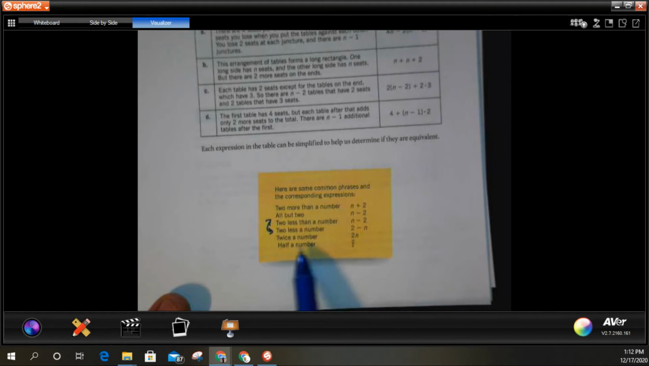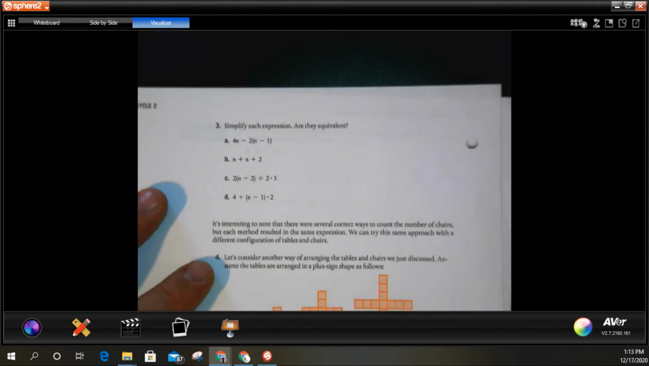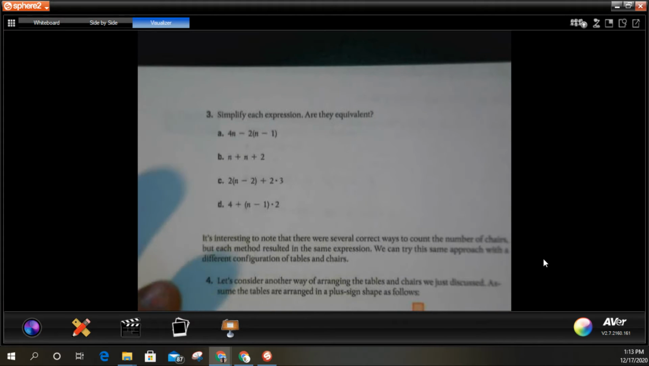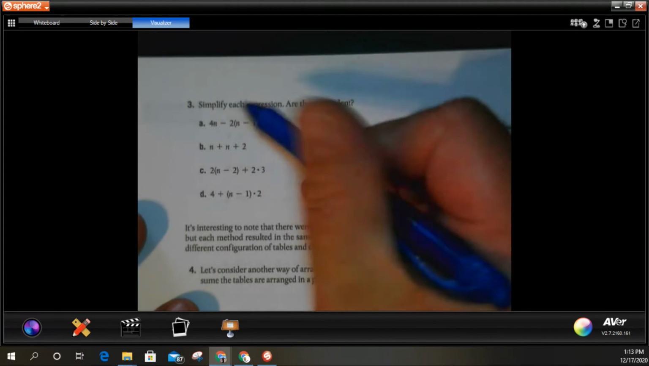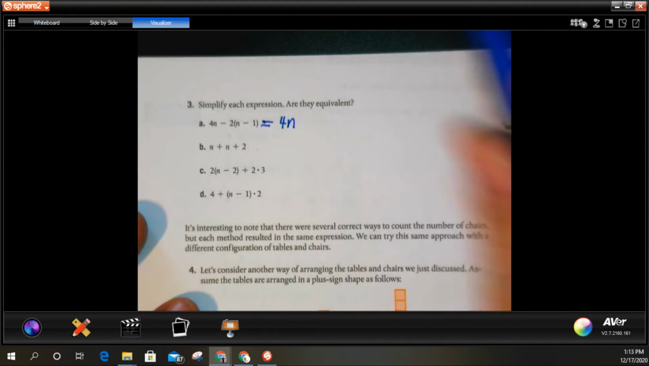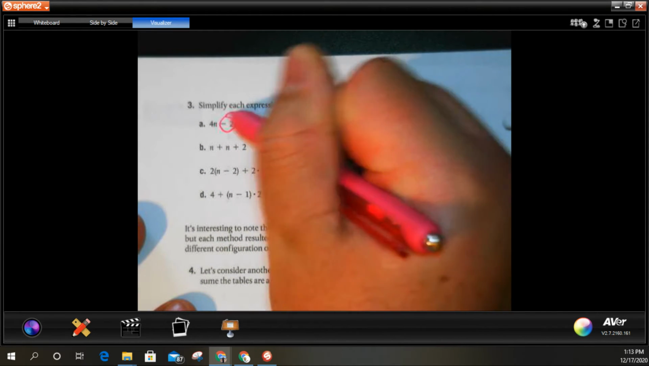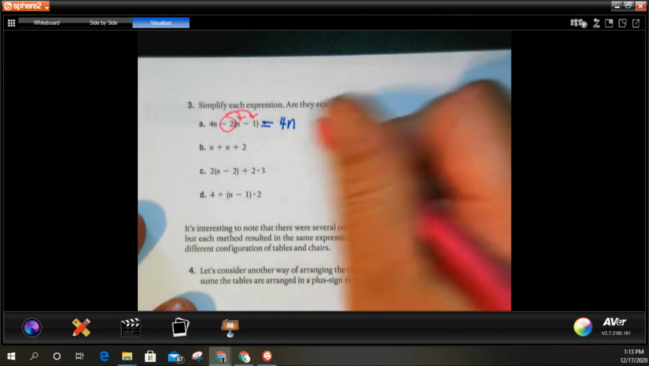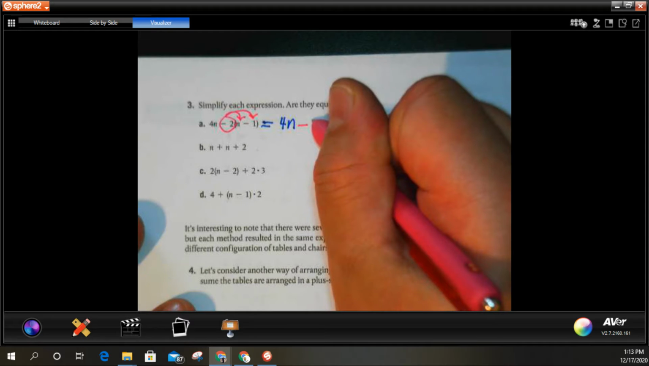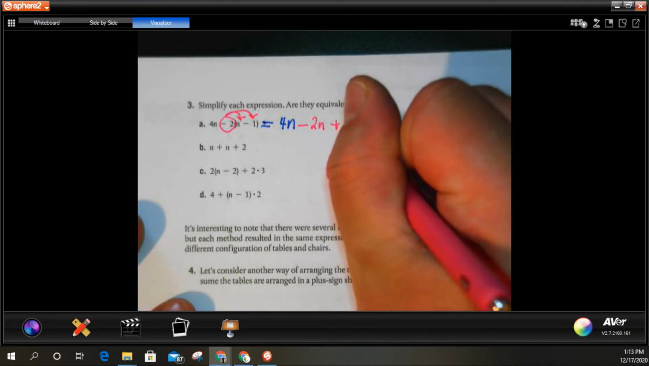Okay, 3, simplify each expression. We know how to do this because we did the distributive property. I'm going to do this step by step. 4n, I'm going to distribute the -2 over the parentheses. So I get 4n minus 2n times n is minus 2n. Minus 2 times minus 1 is a positive 1. And if I simplify all that, combine like terms, 4n minus 2n is 2n plus 1.